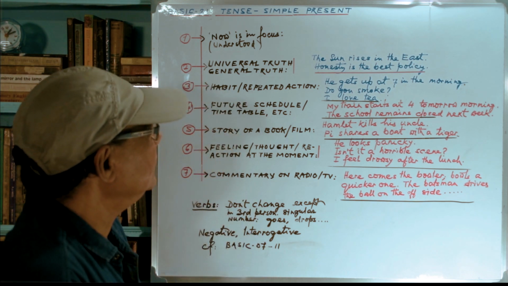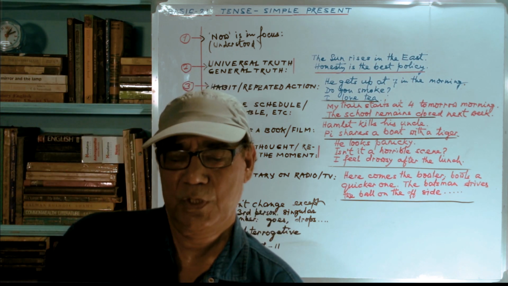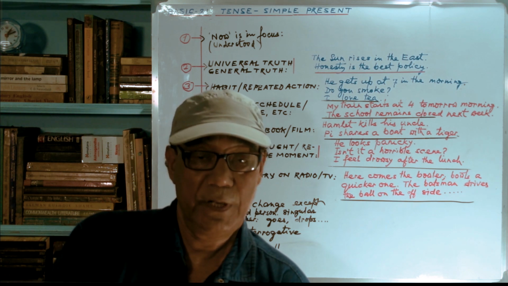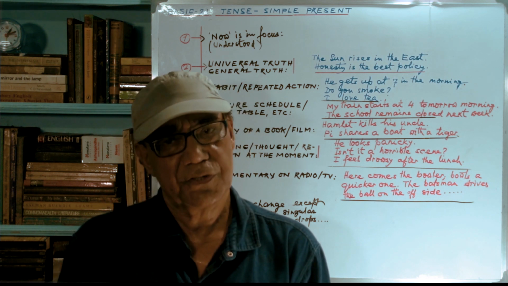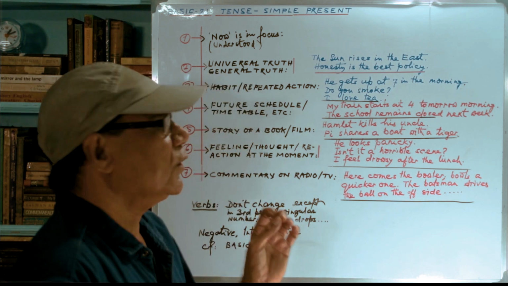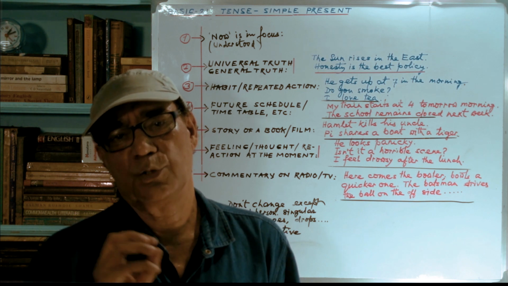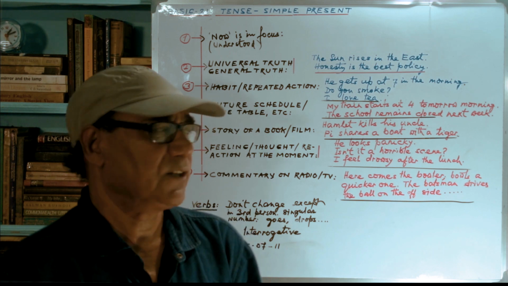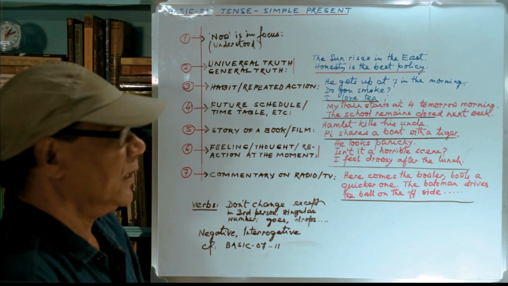Now another example, honesty is the best policy. Well, in practical situation, maybe sometimes we deviate from this principle, but theoretically speaking, this is accepted by each and everybody. Honesty is the best policy. So this type of universal truth we can put into this particular tense format, that is simple present tense.